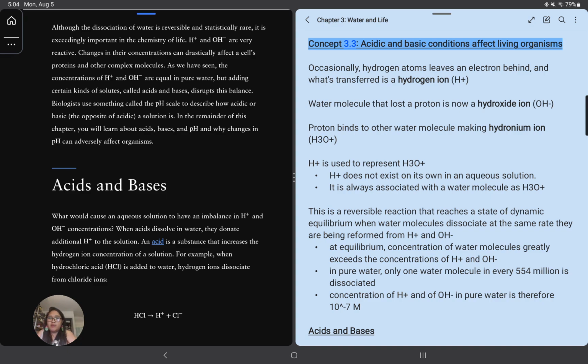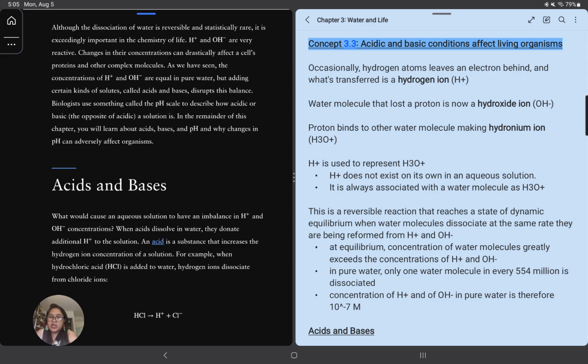Although the dissociation of water is reversible and statistically rare, it is exceedingly important in the chemistry of life. Hydrogen ions and hydroxide ions are very reactive. Changes in their concentration can drastically affect a cell's proteins and other complex molecules. As we have seen, the concentrations of hydrogen ions and hydroxide ions are equal in pure water, but adding certain kinds of solutes, called acids and bases, disrupts this balance.